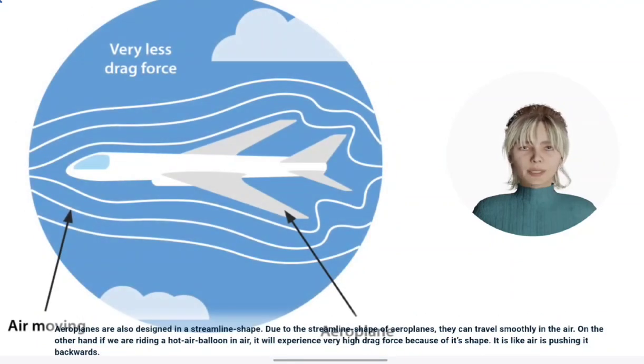Aeroplanes are also designed in a streamline shape. Due to the streamlined shape of aeroplanes, they can travel smoothly in the air. On the other hand, if we are riding a hot air balloon in air, it will experience very high drag force because of its shape. It is like air is pushing it backwards.